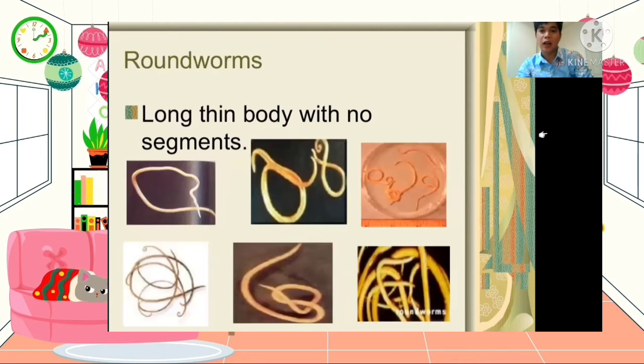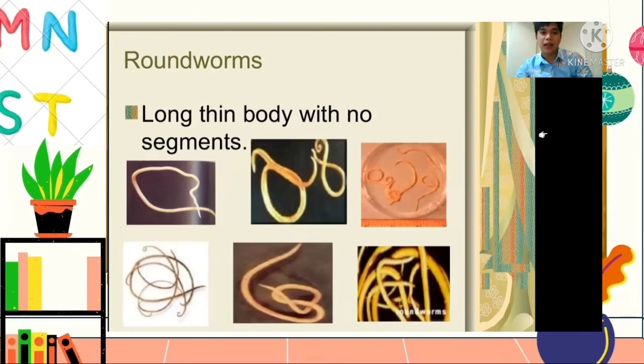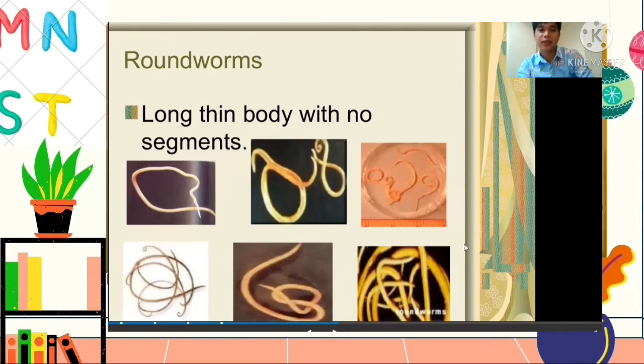Roundworms. It is a long thin body with no segments. Here are the examples of roundworms. Long thin body with no segments. Now let's go to the next one.